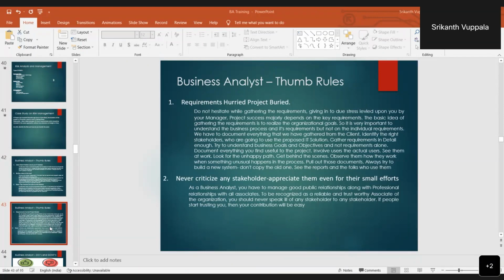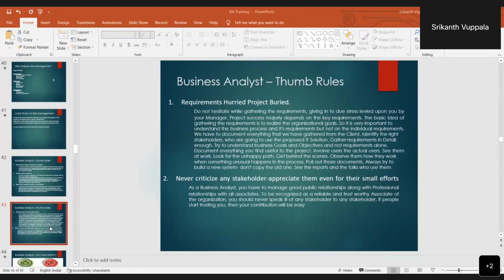Okay, and what is the goal? So a requirement is fulfilled only when it reaches the stakeholder's goal, as we have seen in the other session. Get behind the scenes, observe how they work. When something usually happens in the process, pull out those documents. Always try to build a new system, do not copy the old one. See the reports and the folk who use them.